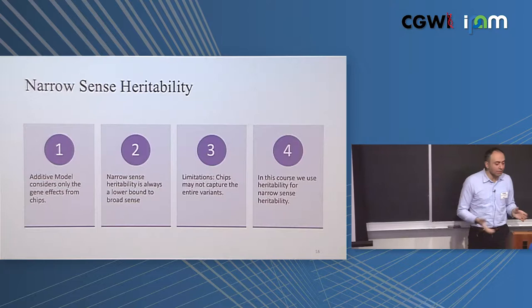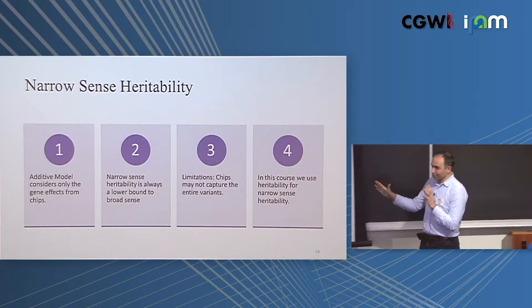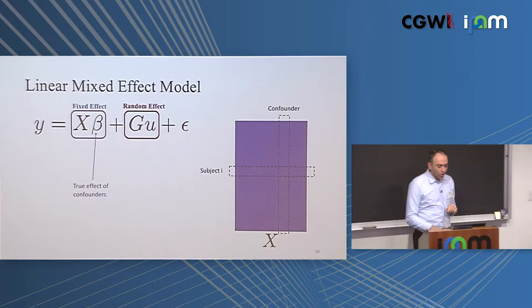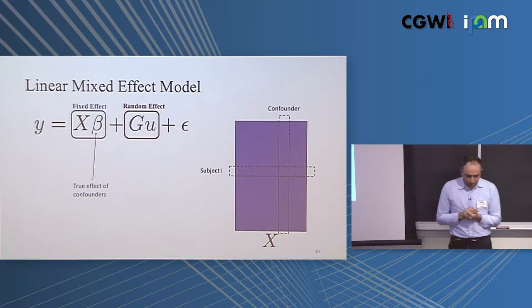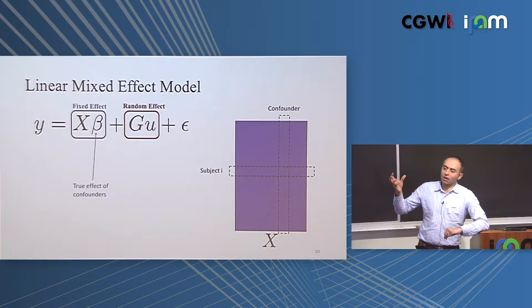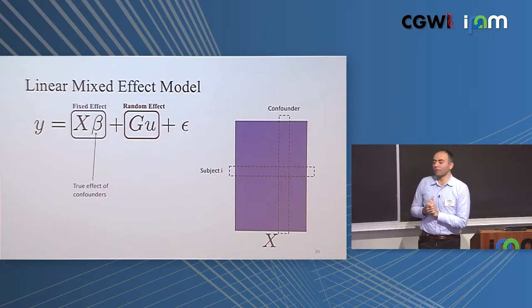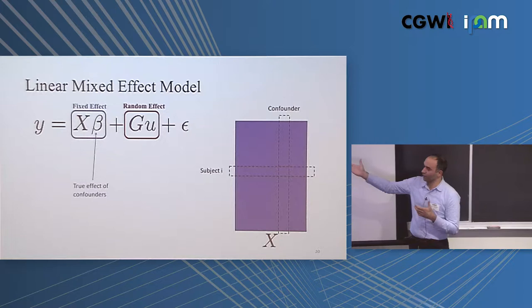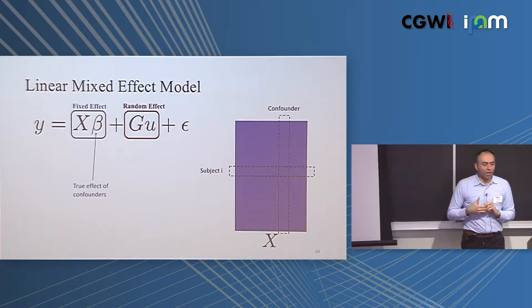So just to set the scene for what I am going to explain in the following slides: how is heritability defined? Heritability is usually defined as the variance of the phenotype explained by the genotype, divided by the variance of the phenotype or the trait. It's usually computed with a mixed linear effect model, where Y is your phenotype, and you have the fixed effect, which is your confounders, and your genotype, which is the random effect.